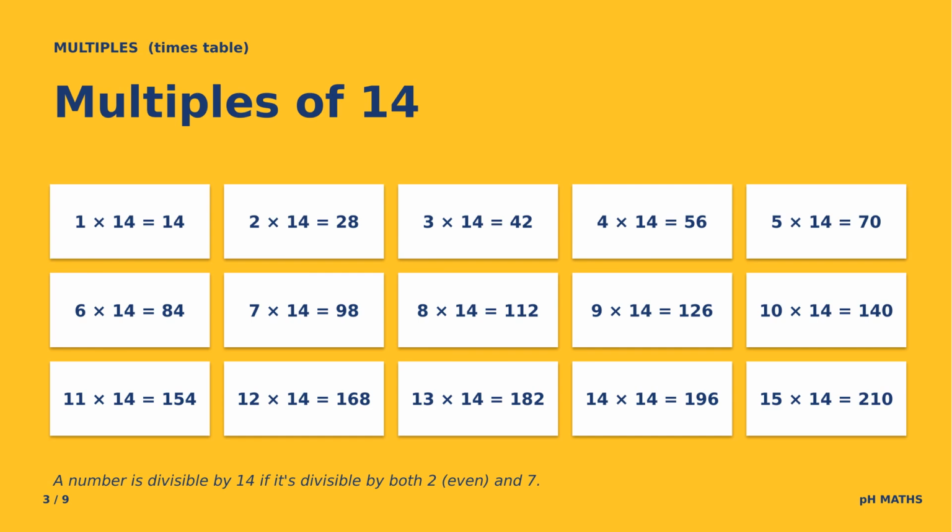Multiples of 14: 14, 28, 42, 56, 70, 84, 98, 112, 126, 140. The divisibility test for 14 combines 2 simpler tests. A number is divisible by 14 if it's both even and divisible by 7. Both conditions, not either. So 112 is even, 112 divides by 7, therefore 112 is divisible by 14. Quick double check, big payoff.